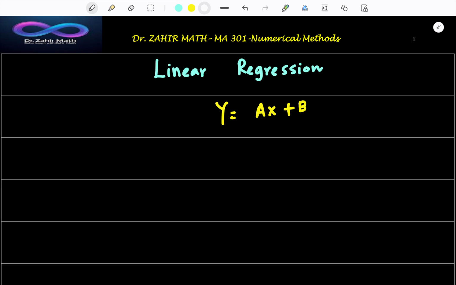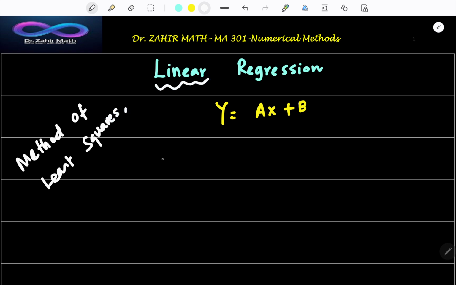In today's session, we are going to learn a very powerful technique, the method of least squares. We are going to learn the method of least squares and how to perform linear and polynomial regression using the fx-991ES Plus calculator.